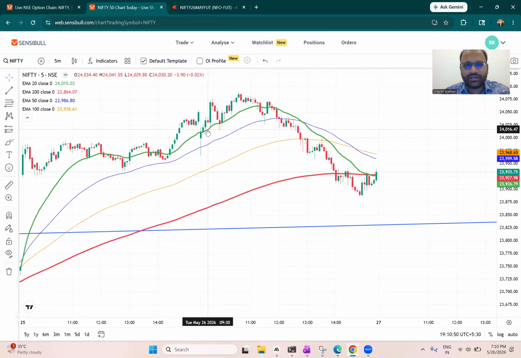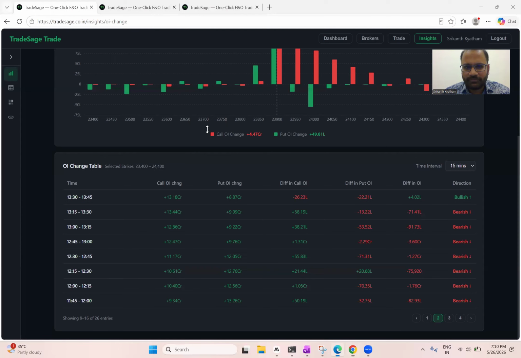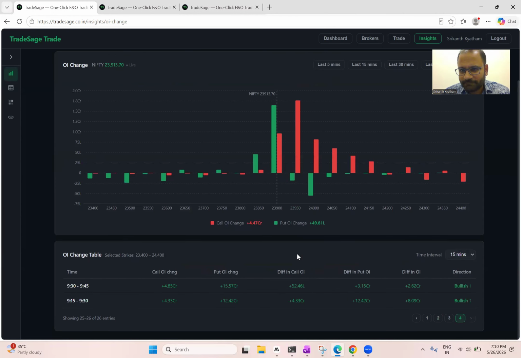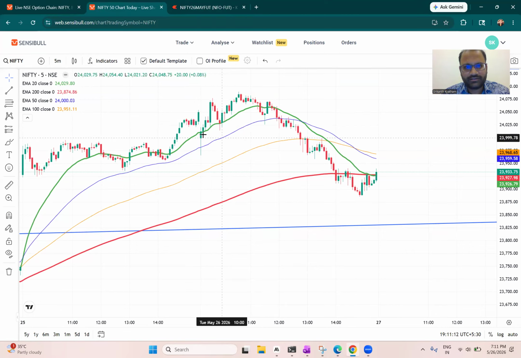Okay, so let's look at the OI data at 9:30. It's bullish, you can see. Change in call OI is 4.3 CR and 12.4 CR, so it's heavily bullish, and the direction is also indicating it's bullish. So never ever think about going for a PE trade around 9:30. It would be suicidal to do. Look for the opposite direction in which the OI data is moving. So never ever look for a PE trade in that case.